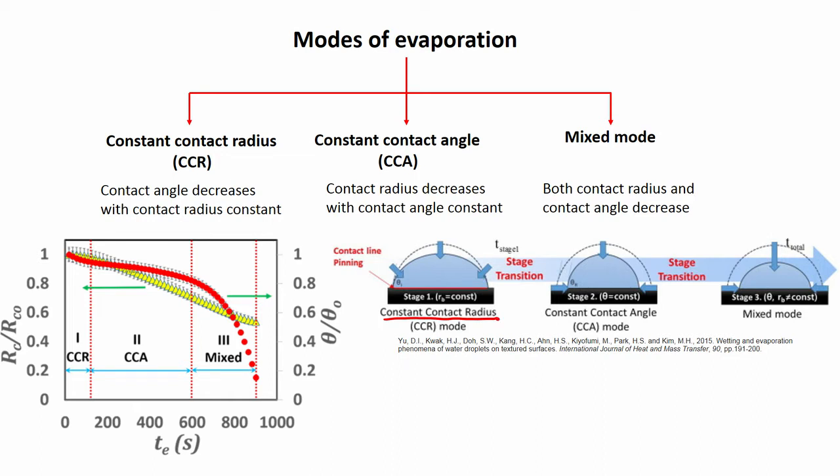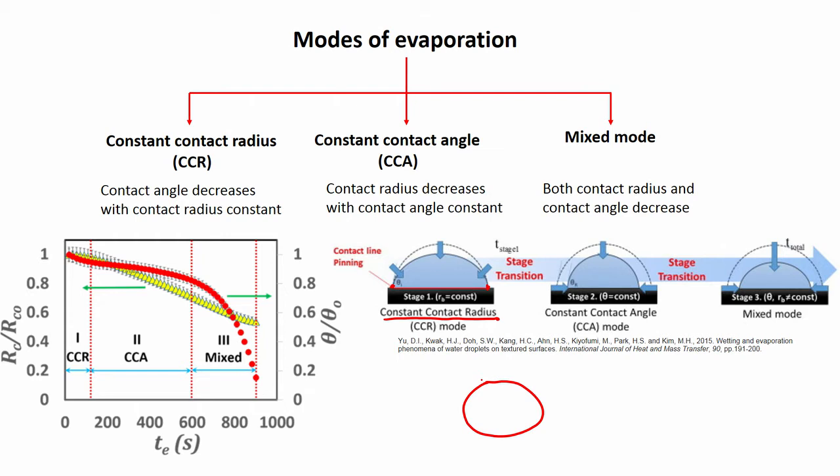So, what happens in a CCR mode is that the two contact lines of the droplets are basically pinned. If you look at it from the top, you will always see that the droplet is pinned. That means the contact line does not move; it remains the same.